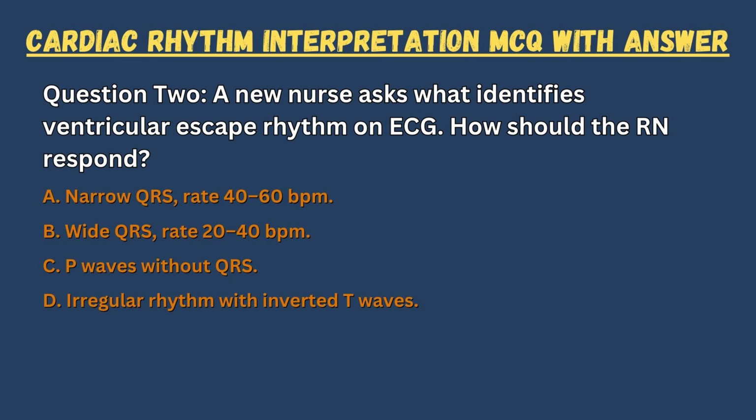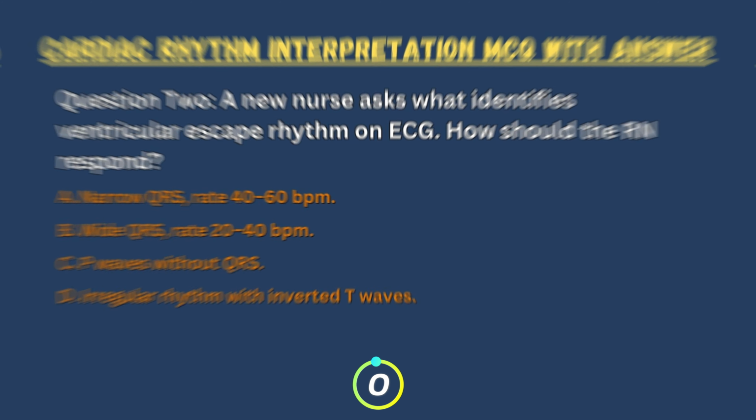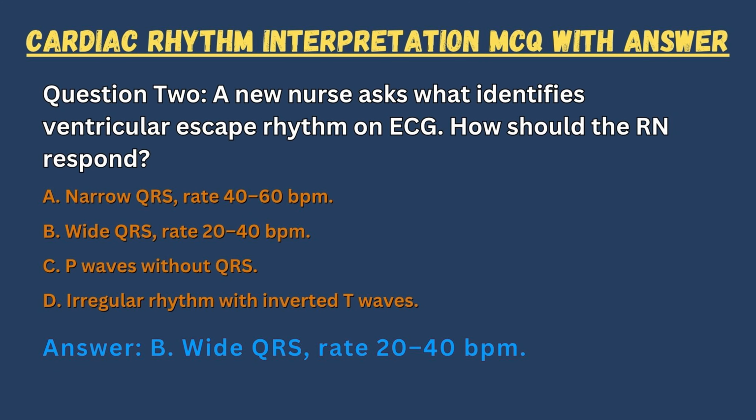Question 2. A new nurse asks what identifies ventricular escape rhythm on ECG. How should the RN respond? A. Narrow QRS, rate 40 to 60 bpm. B. Wide QRS, rate 20 to 40 bpm. C. P waves without QRS. D. Irregular rhythm with inverted T waves. Answer: B. Wide QRS, rate 20 to 40 bpm.